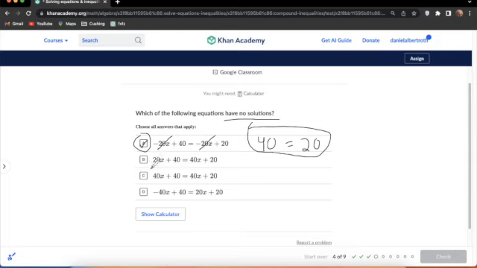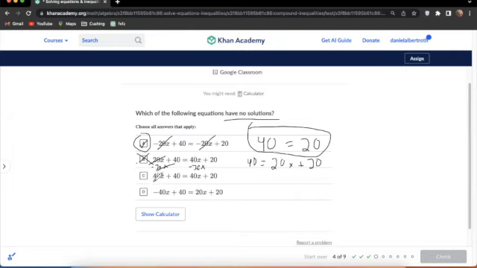With B, you would maybe subtract 20x from both sides. That's going to give you minus 20x. So the left side that's gone, we're going to be left with 40 equals 20x plus 20. I can subtract 20 from both sides. You're going to be able to solve this out. So you're going to get x equals 1. So because there's a solution, this does not count as one of our answers. We're looking for the ones with no solution.